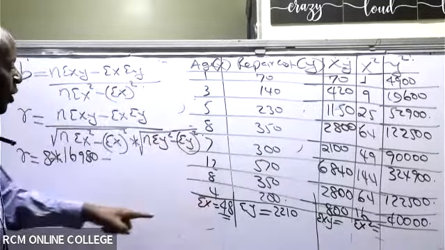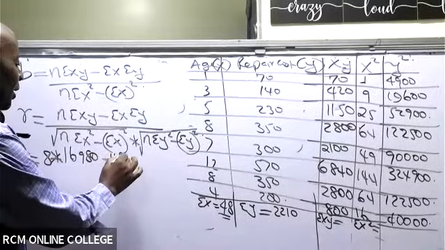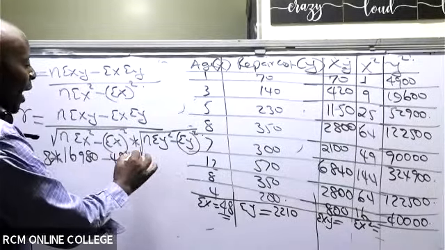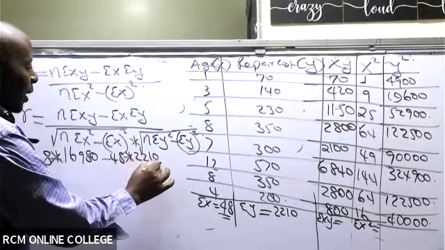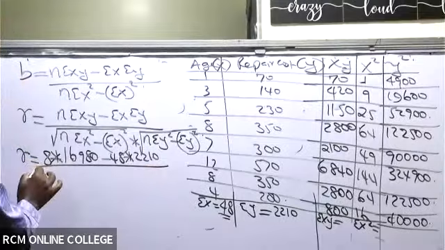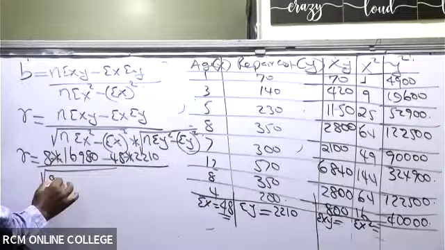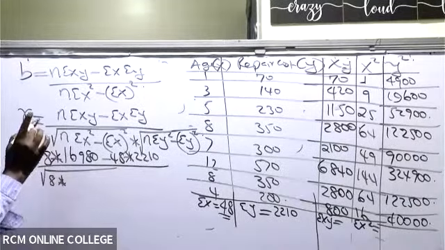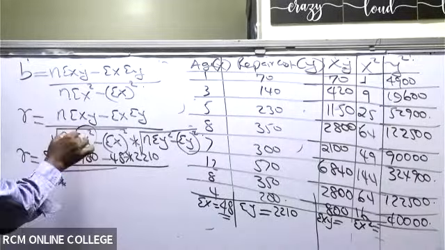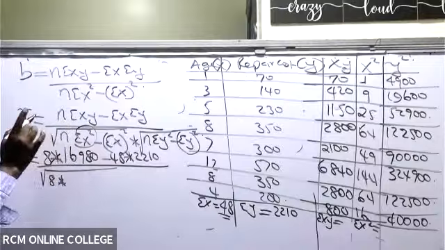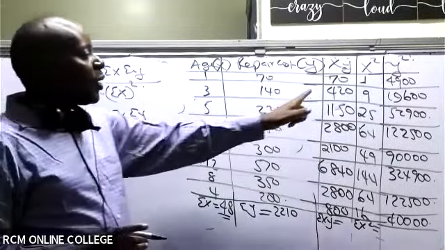Summation of x I have here, it is 48, times summation of y, which I also have as 2210, all over the denominator. So for the denominator, we start with the square root of n, which is 8, times summation of x squared. Summation of x squared, we also have here.